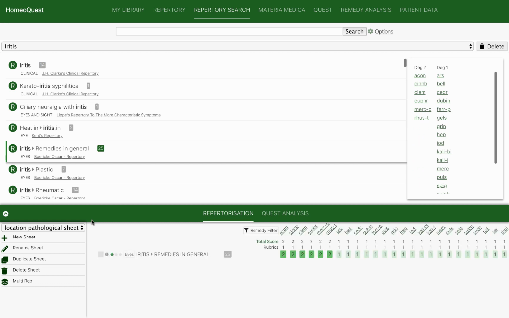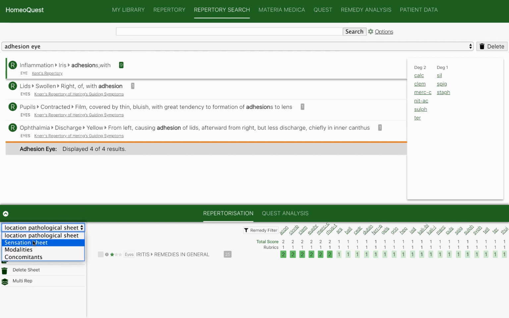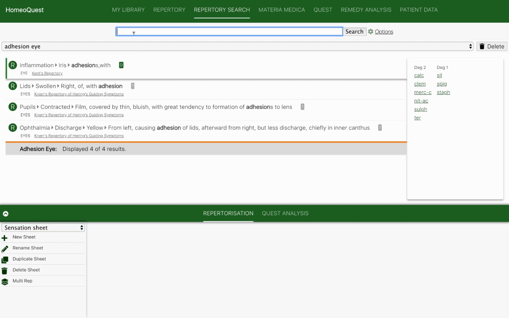All right. The next one I'm going to take is adhesions of the eye. Well, they're really tiny rubrics for adhesions. The biggest one here is from Kent, just 9. We'll leave it and do a differential diagnosis at the end. All right, next one is foreign body in the eye. So now we have to choose the next sheet because we're going into the sensations, right? So foreign body in the eye.